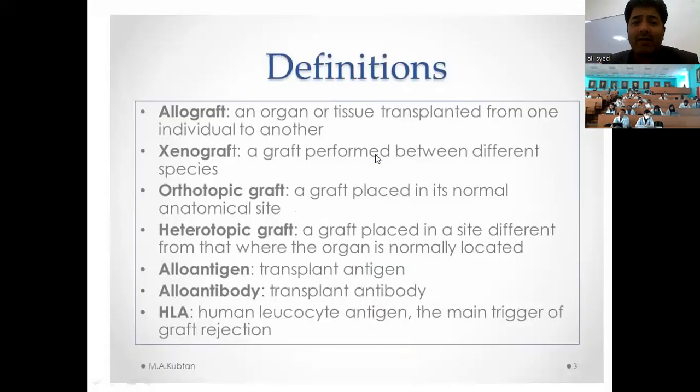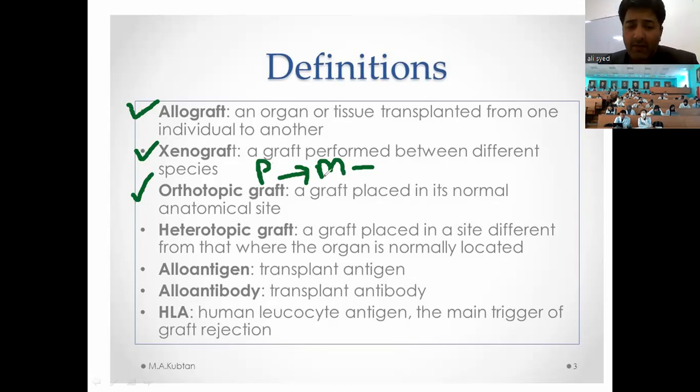Now, coming to some important definitions relating to the graft. Allograft is organ or tissue transplanted from one individual to another. Xenograft is a graft performed between two different species, like from pork to man. Orthotopic graft is placed in its normal anatomical position. Heterotopic graft is placed not in its normal anatomical site, like in kidneys, we place it in the iliac fossa.